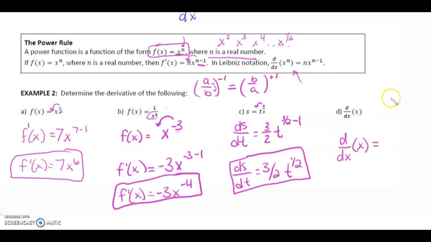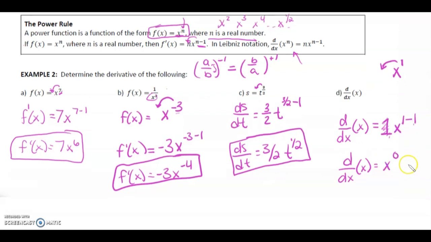Here's the thing. If we have x, it's actually naturally to the exponent 1. So I'm going to bring down that 1 in front of the x, and then in the exponent, I'm going to go 1 minus 1. So d by dx of x equals the coefficient of 1, you don't really have to write, so I'm going to write x to the exponent 0. But we know anything to the exponent 0 is going to be the constant 1. So d by dx of x equals 1.